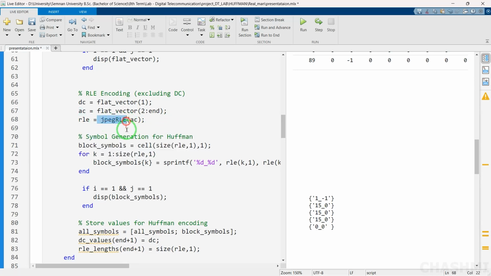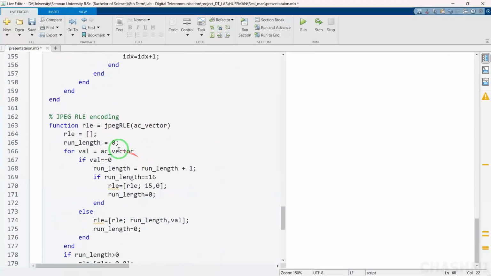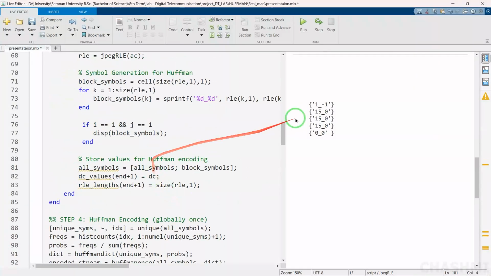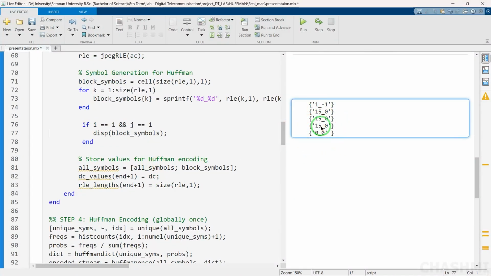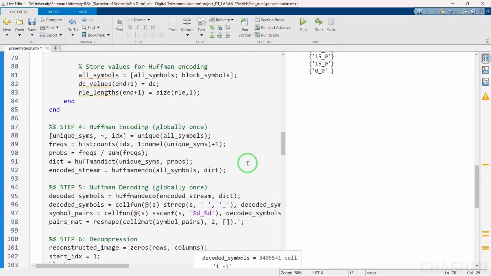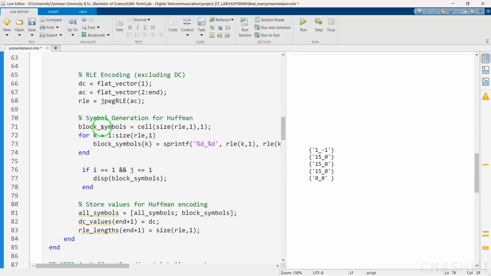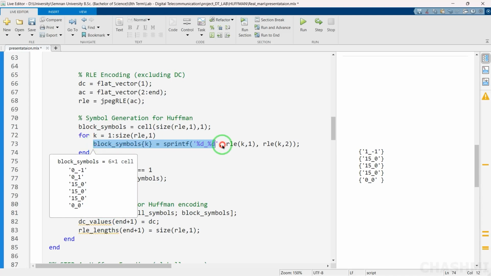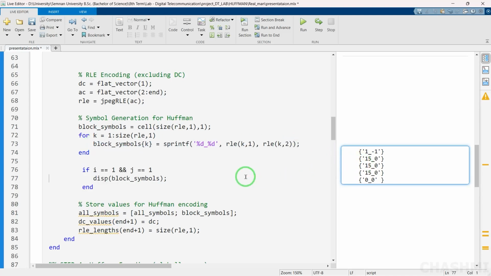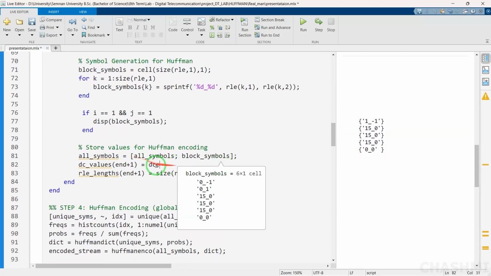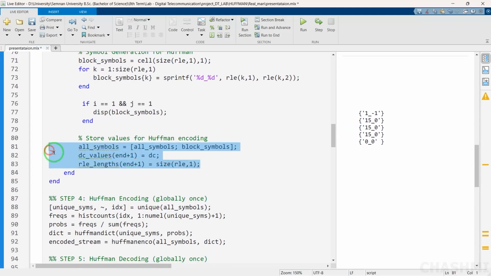Alright, this JPEG RLE is again another function which I didn't code. It just groups them together like this: 15 0, 15 0, 15 0, that would be around 45 zeros, and other values. Then we have the for loop which makes this output as you see here, and I just picked one of them and showed it over here. That would be 64 definitely. So we are going to store all these values for Huffman.